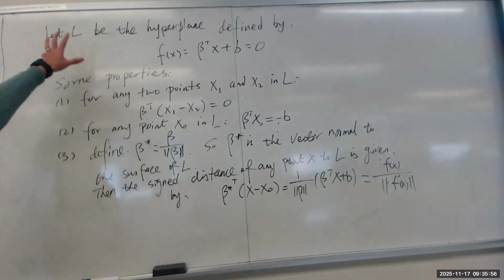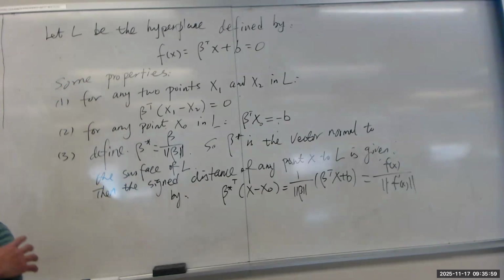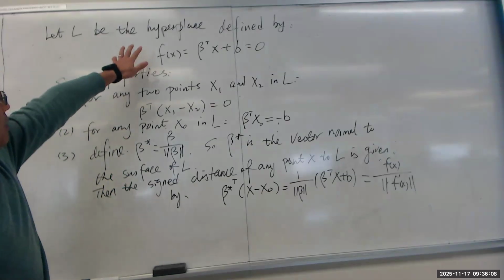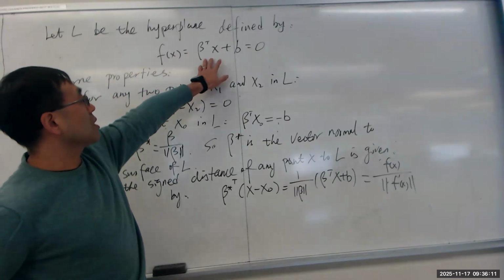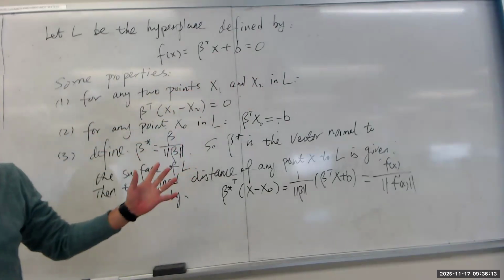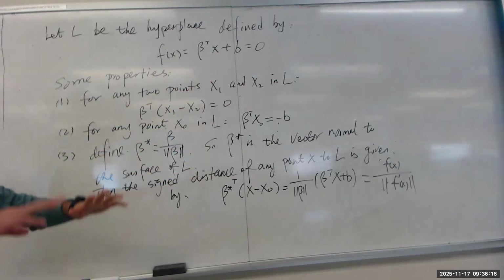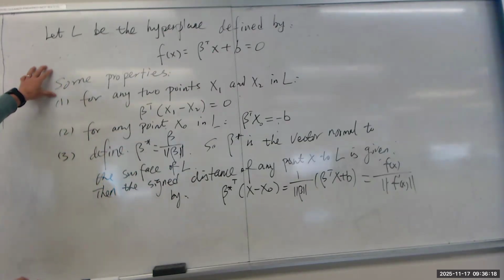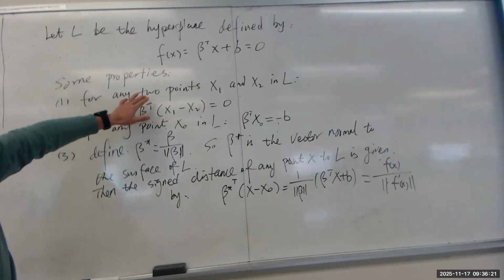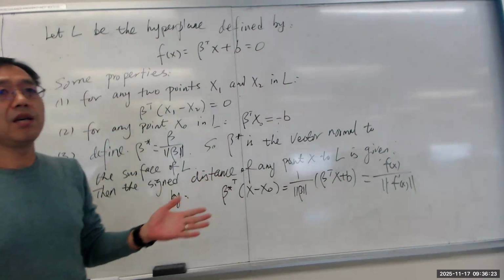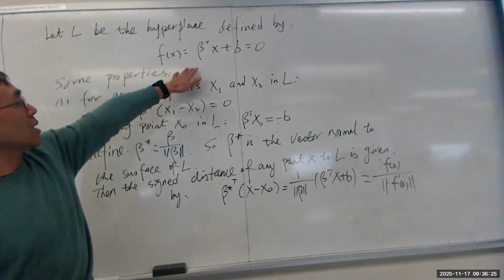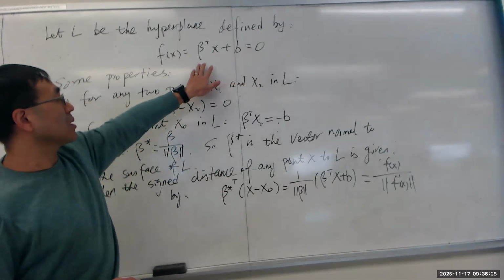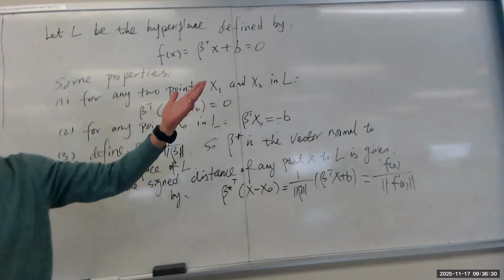That's what I wrote on the whiteboard, a simple derivation. Let L be the hyperplane defined by our separator, beta transpose X plus b equal to 0. This is a hyperplane in the high dimensional space. Now, this is a simple property. For any two points x1, x2 in L, that means beta transpose x1 plus b equals 0, and beta transpose x2 plus b equals 0, because they are on the hyperplane.